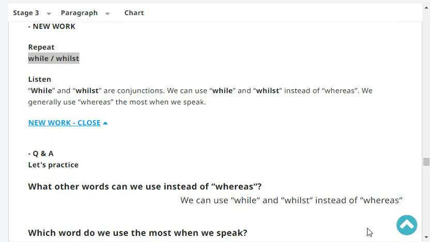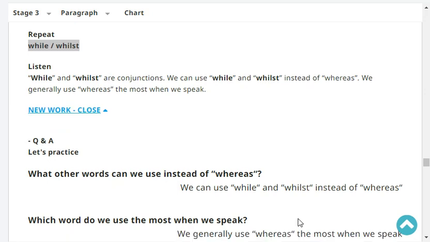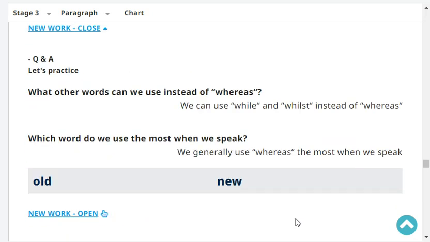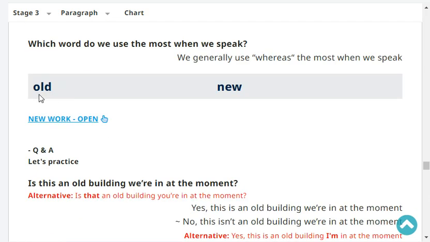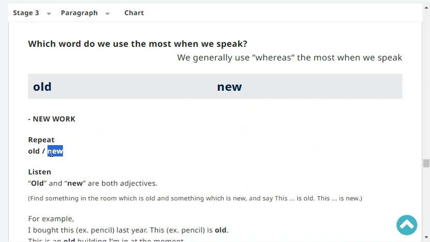Let's practice. What other words can we use instead of whereas? We can use while and whilst instead of whereas. Which word do we use the most when we speak? We generally use whereas the most when we speak. Very good. Next, repeat old, new.